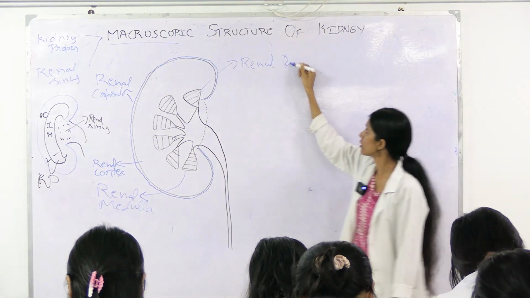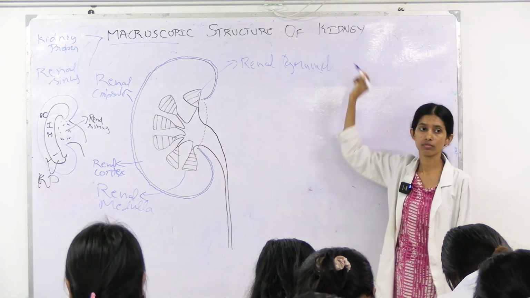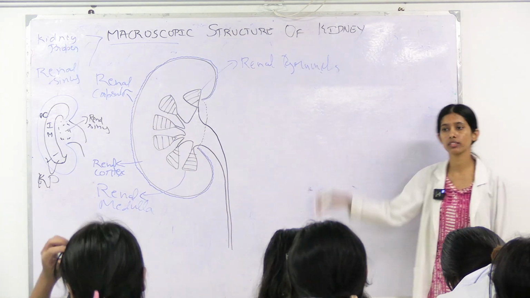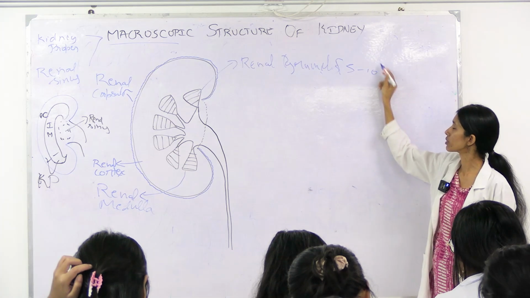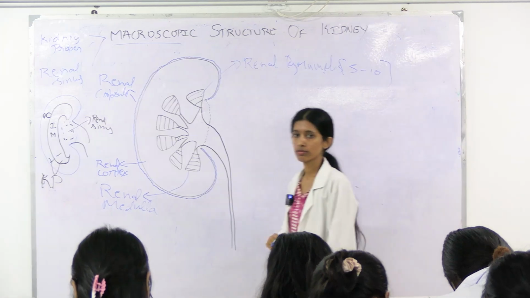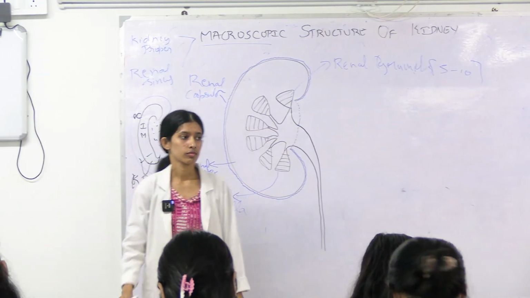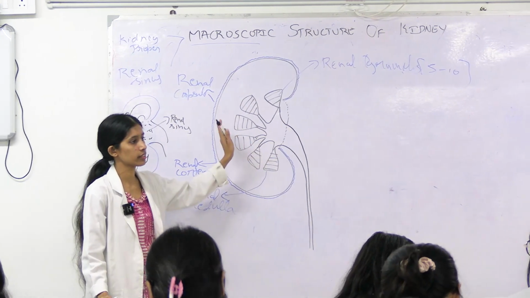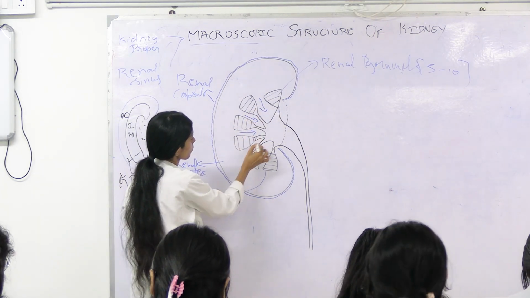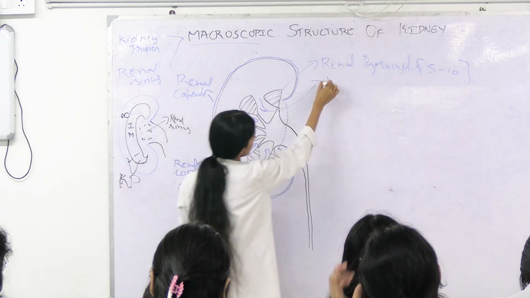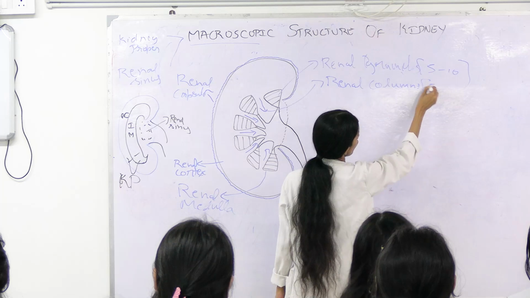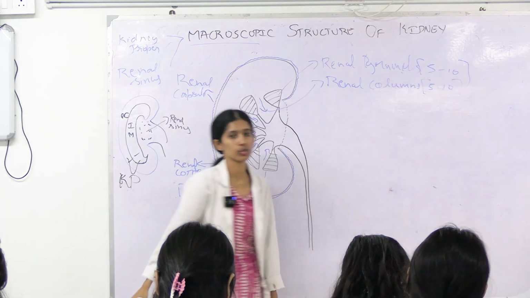These are called renal pyramids. And renal pyramids are 5 to 10 in number. And the area or space that separates two renal pyramids, that is these areas, are called renal columns. Renal columns are also 5 to 10 in number.